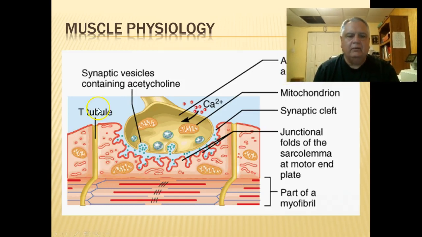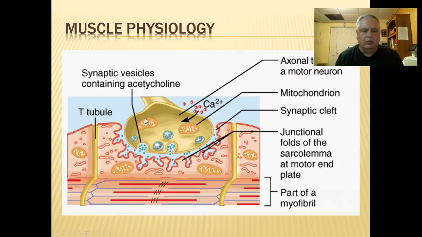So here's a diagram that represents what we just explained. This is the terminus of a motor neuron, the axon of a motor neuron. And here we can see these little packets of chemical. These packets of chemical are synaptic vesicles. They contain the neurotransmitter acetylcholine.